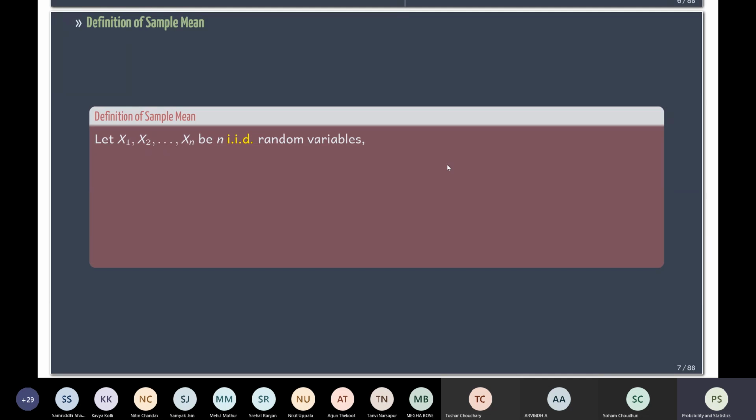We have to define a few things. First thing is the sample mean. So let x1, x2, ..., xn be IID. Remember what was IID? Independent and identically distributed. So this we defined in the last class. That would guarantee that each of these have the same expectation and variance. They are coming from the same distribution and so on. So that was the definition of IID.